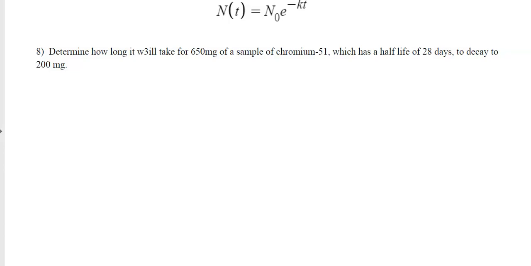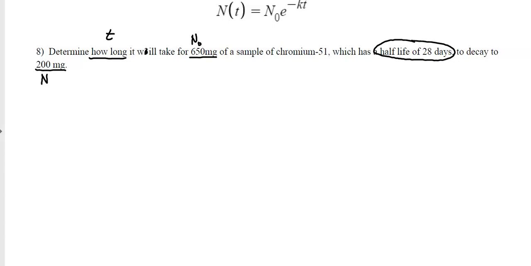So here we go. It says determine how long, so we are solving for T, will it take for 650 milligrams of a sample of chromium-51, which has a half-life of 28 days. This is going to be important. And we want to know, when is it going to reduce down to 200 milligrams? So this is my final amount, my N. My N sub 0, my starting amount, is the 650.